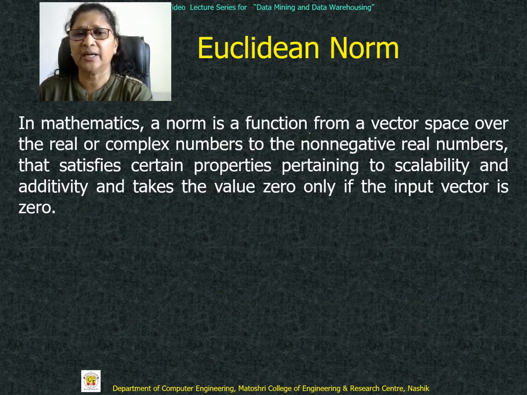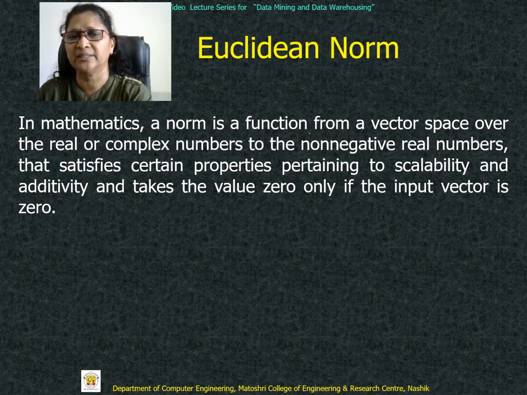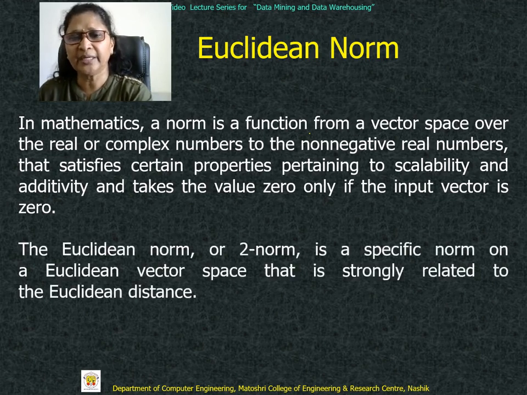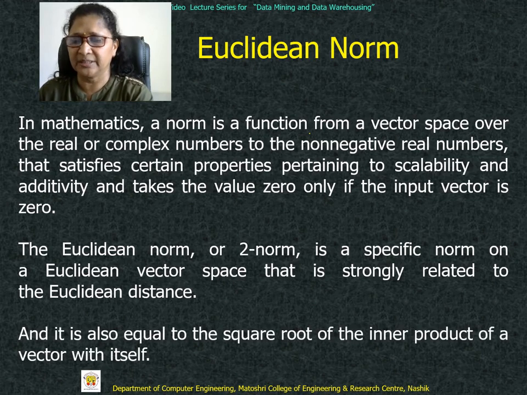In mathematics, a norm is a function from a vector space over real or complex numbers to the non-negative real numbers that satisfies certain properties pertaining to scalability and additivity, and takes the value 0 only if the input vector is 0. The Euclidean norm or 2 norm, that is the L2 norm, is a specific norm on a Euclidean vector space that is strongly related to Euclidean distance, and it is also equal to the square root of the inner product of a vector with itself.